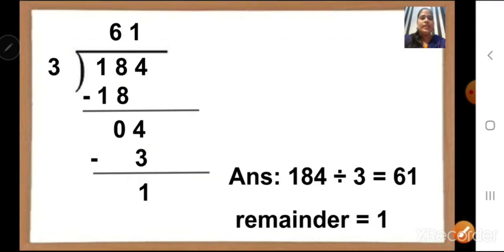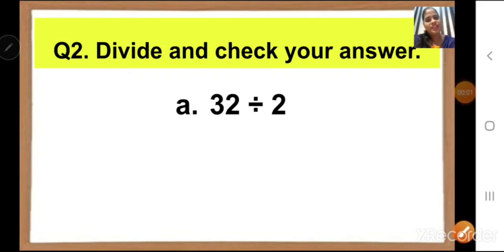Note down children, everybody in your notebook. Write the answer also. 184 divided by 3 is equal to 61 and remainder is equal to 1. Next one is question number 2. Divide and check your answer. Okay. A1 32 divided by 2.